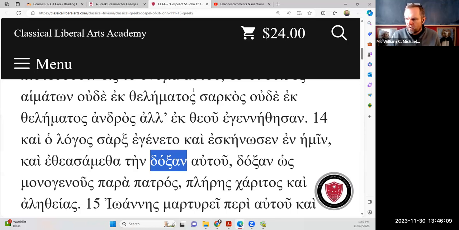All right, so what do you notice about that form? What do you notice about that word? Let's find two important things about that word. What about the stem? What do you notice about the stem of that word?